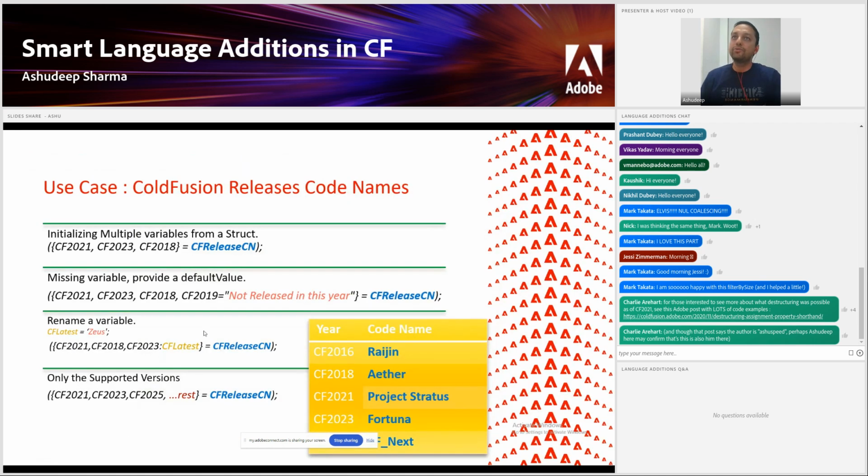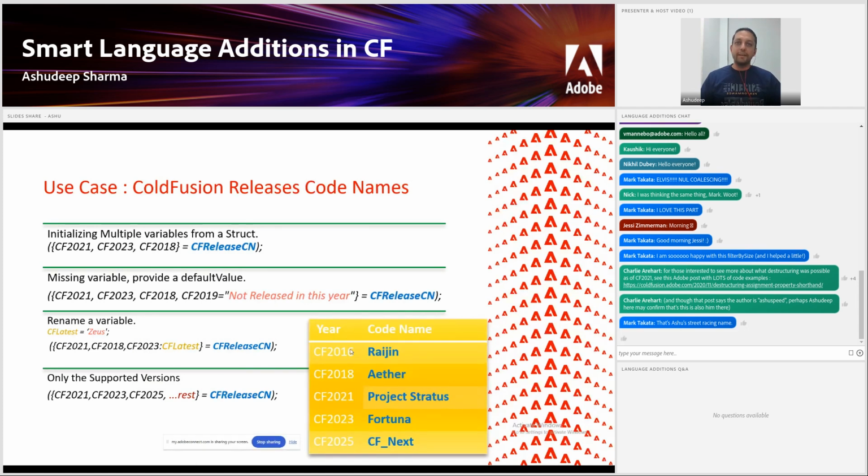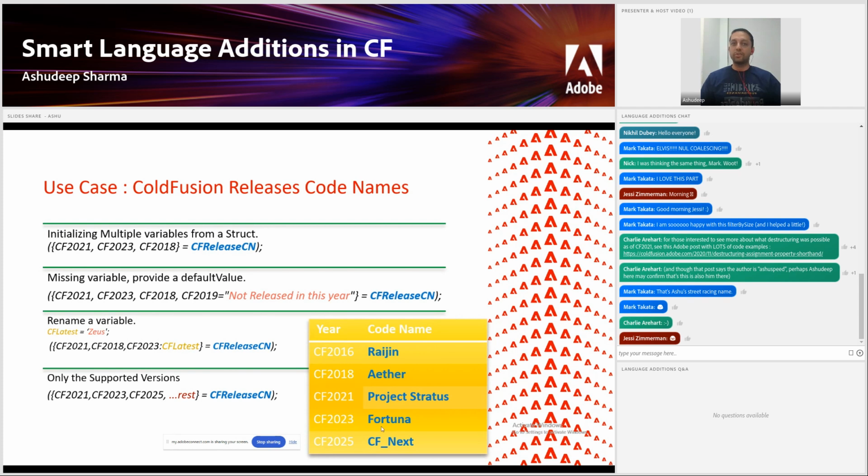Now consider a use case just to understand destructuring: how it works, and why we even care about destructuring. Let's take an example with the ColdFusion release names. We had certain releases, and every release has its own release name. For 2016 it's Trajan, 2021 was Project Stratus, the last release was Fortuna, and this release is CF Next.